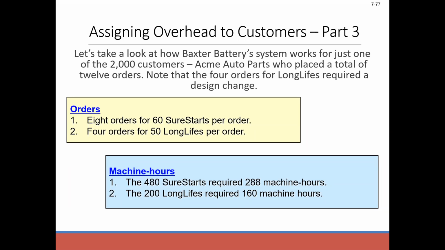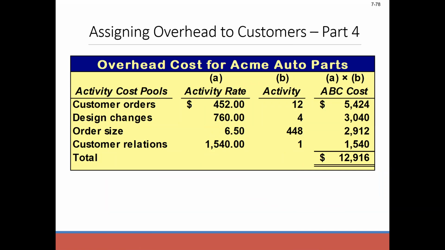We've got 480 Sure Starts requiring 288 machine hours, and 200 Long Lives requiring 160 machine hours. In this case, for the customer orders, we've got the rates per activity and the number of activities, to give us the total cost for just Acme Auto Parts. If we take the customer orders times the number of times they did it, the design changes, cost times the activity, number of times, the order size, the customer relations, we've got $12,916 assigned to Acme.